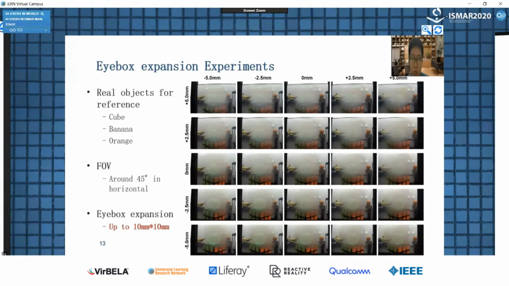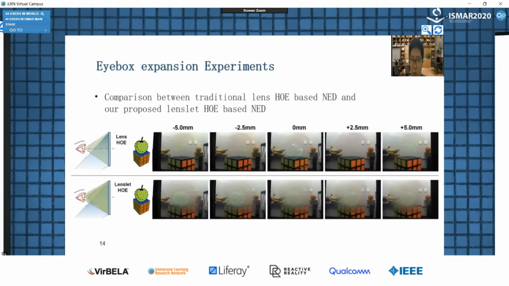We note that the virtual image can be viewed with similar image quality in the eyeball size of 10 mm, both horizontally and vertically. Based on each eye location, we render the holographic images to ensure the virtual apple is on top of the real Rubik's Cube, and thus generate the motion parallax for the eye movement. And we measure the FOV, which is about 45 degrees in the horizontal.